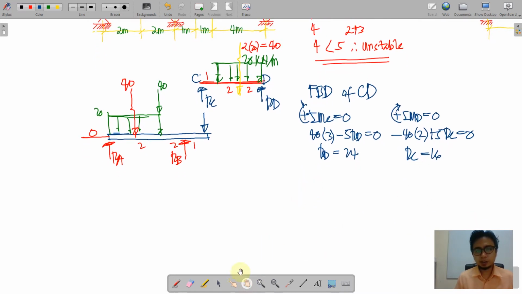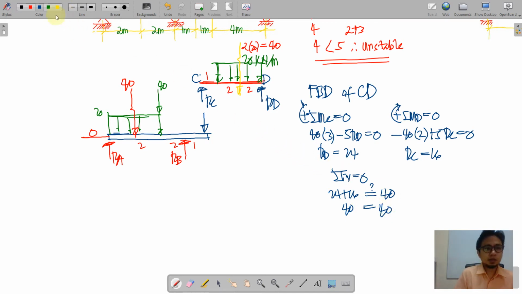Okay, so our check mechanism, we have reiterated that we check it by this summation of forces vertical is equal to 0. So all of the upward forces are RC and RD. We have 24 and 16 is equal to the downward forces, that is equal to 40. Is it really equal? Of course, if you're going to add, this is really equal to 40. So upon that checking, we are now sure that these obtained reactions are correct.